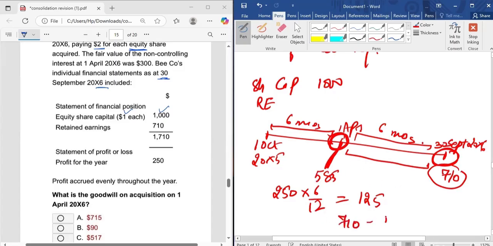710 minus 125. See, I'll repeat what I have done. They had given me the closing retained earnings, which was 710. All right. And they had given me the profit for the entire year.